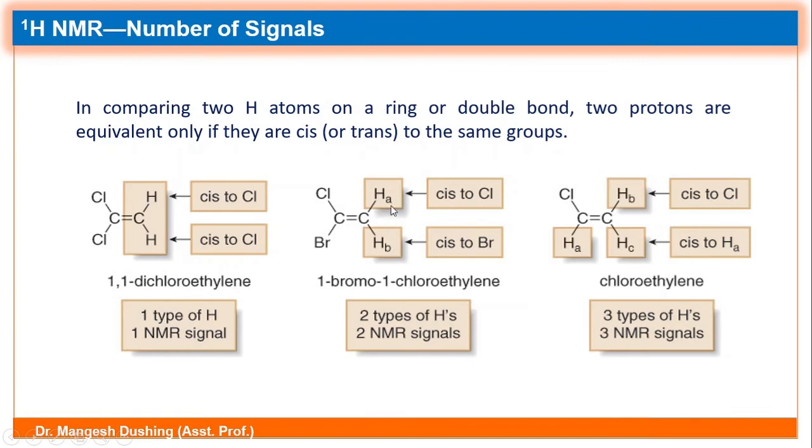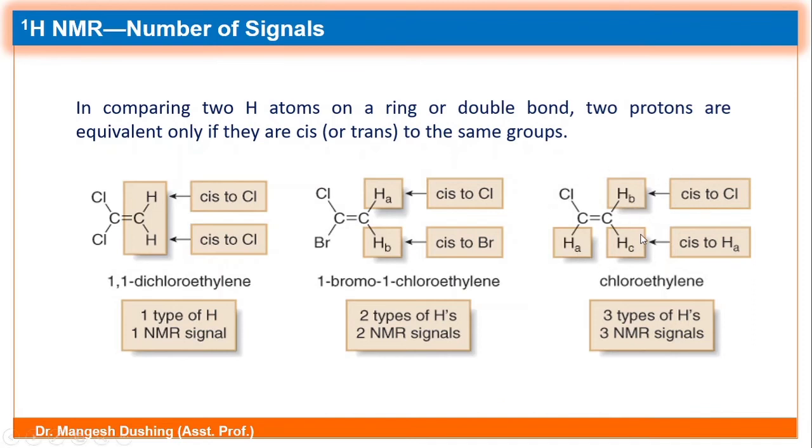Now in this molecule, suppose these are the 2 protons, HA and HB. For this HA, there is a cis chlorine, while for this HB, there is a cis bromine. So these 2 protons are different. So this will give you one peak and this will give you another peak. So there are two types of protons, HA and HB. So it will give us 2 NMR signals in the NMR spectrum.